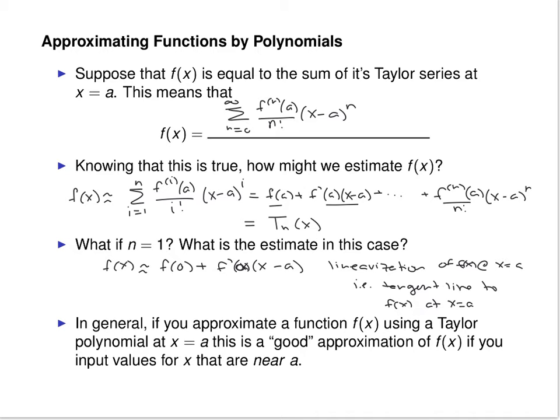Now, in general, the fact that you allow yourself to use different values for a, if you approximate a function f of x using a Taylor polynomial at a, this is a reasonably good approximation if you are inputting values into that function that are close to a. So you could use a Maclaurin series if the thing you want to estimate is near 0, but if you go far from 0, it might not be as good of an estimate. It might be wise to center your Taylor series at a different value.